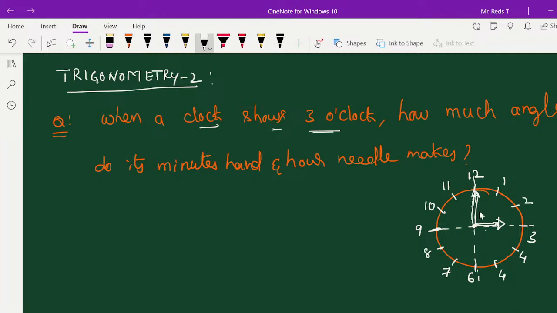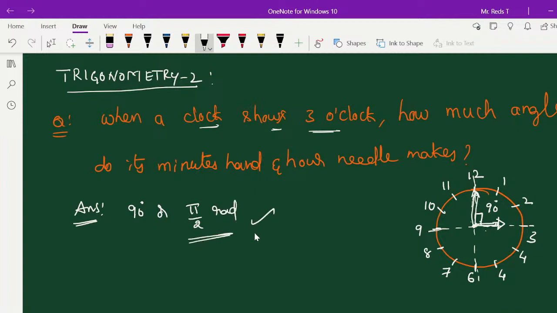That means the angle between these two needles, because they are perpendicular to one another, is 90 degrees. In radians, that is pi by 2 radian. Then what is the question here? How much angle do the minute hand and hour needle make? It is 90 degrees or pi by 2 radian. That's it.